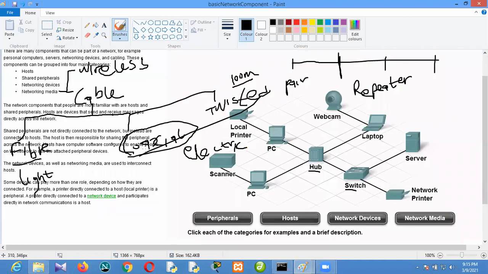Now, coaxial. Coaxial cable is just the same cable that you use for your TV from your satellite dish to your decoder. That cable is what we refer to as coaxial.